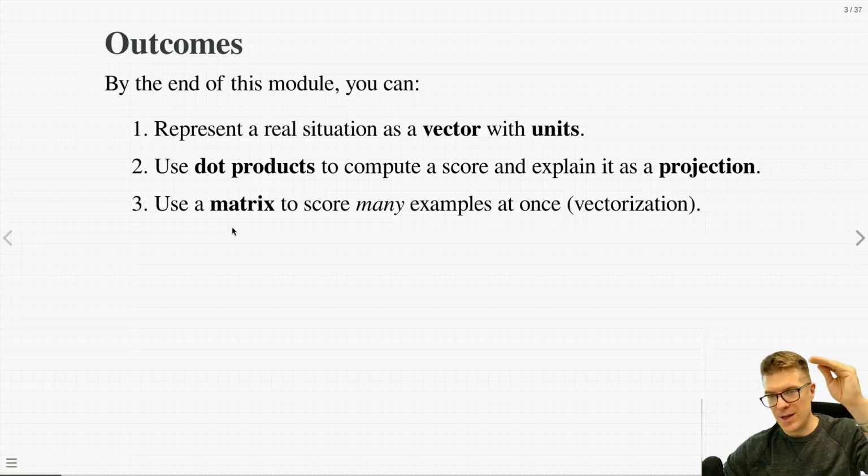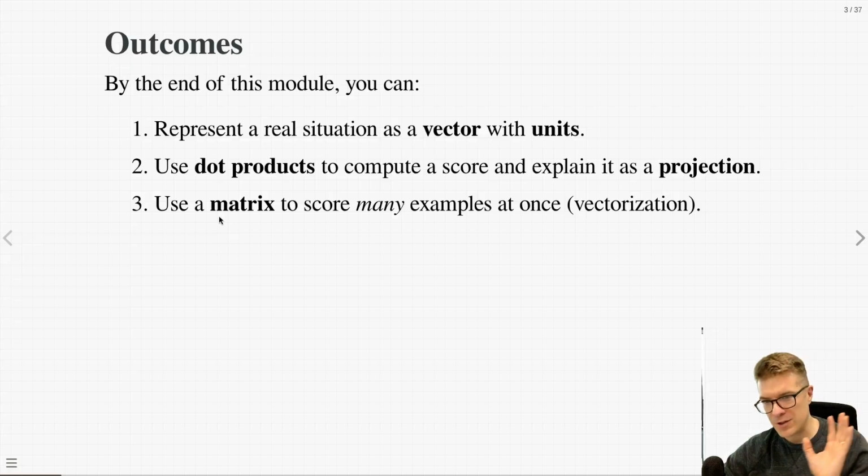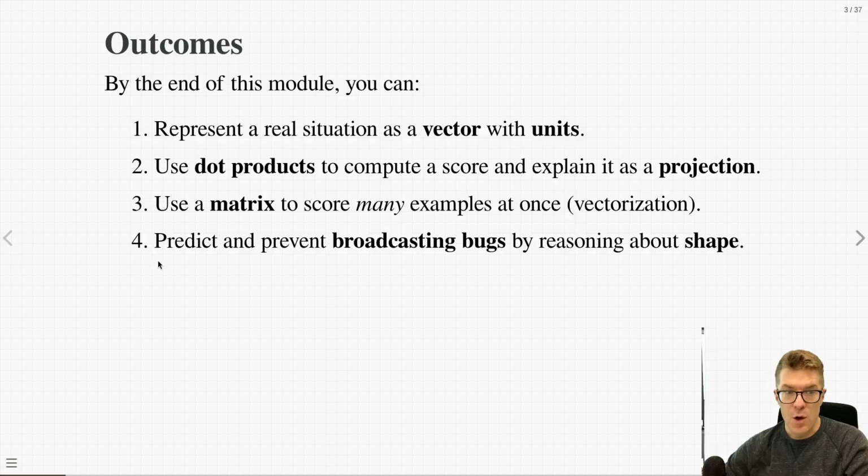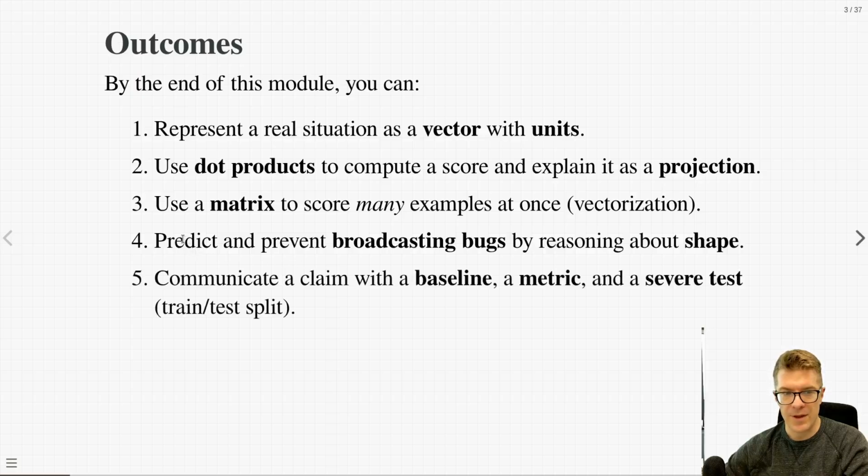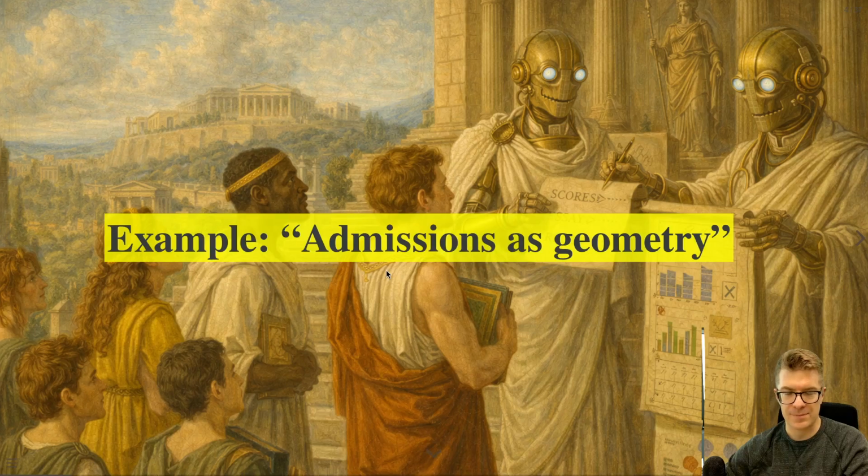So we've been talking about data points as if they're rows in a table. We've actually been doing a lot of operations already that apply one function to all elements at once, but we'll make this explicit with something called vectorization. You'll be able to predict and prevent broadcasting bugs by reasoning about the shape of your data. And you'll be able to communicate a claim with a baseline, a metric, and some kind of scientific test.